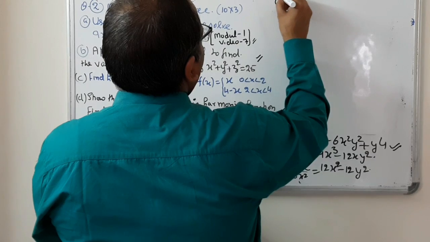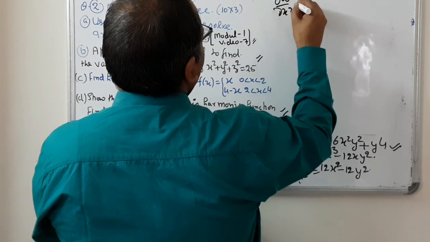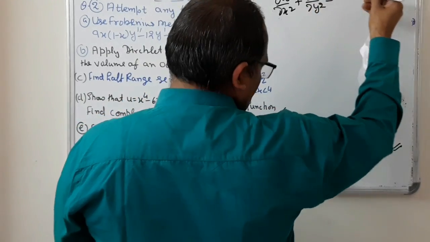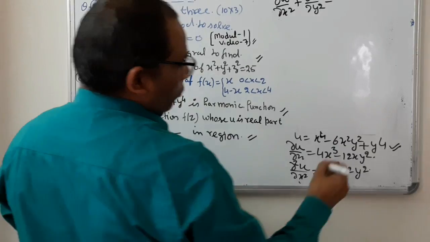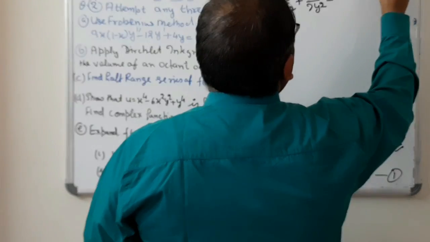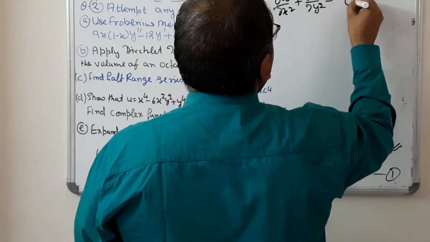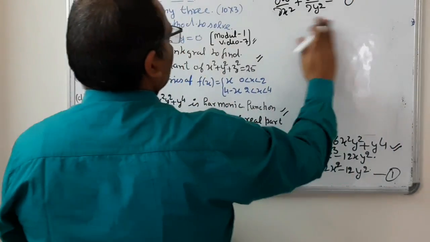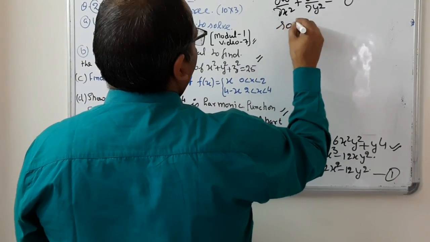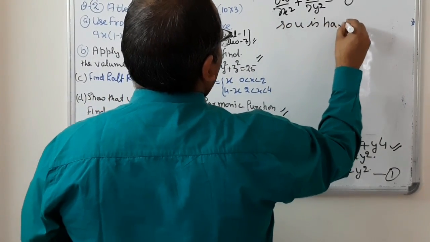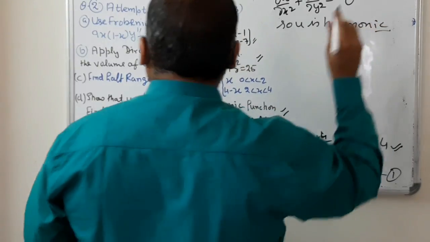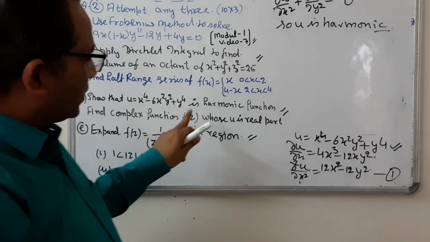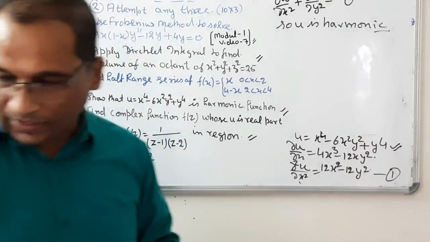Now add this one, del square u upon del x square plus del square u upon del y square. That is equal to, if we add these two, this is equation number 1, this is equation number 2, we get 0. By adding first plus 2, we get 0. That means u is harmonic. So we just proved the first part that u is a harmonic function. Now the second part, find the complex function f(z) whose real part is given.